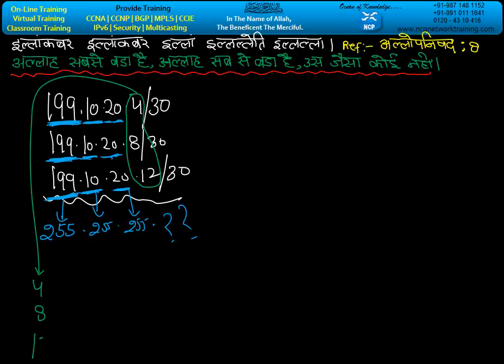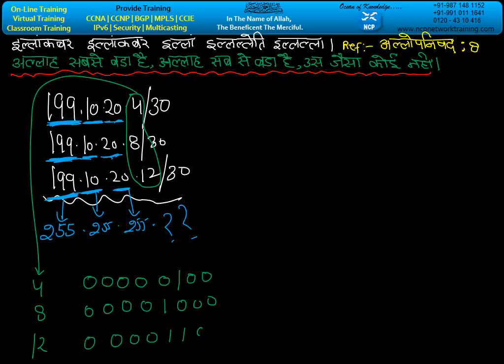4, 8 and 12. Convert the 4 into the binary format: 0, 0, 0, 0, 0, 1, 0, 0. That is the conversion of the 4. The conversion of 8 is 0, 0, 0, 0, 1, 0, 0, 0. And the conversion of 12 is 0, 0, 0, 0, 1, 1, 0, 0.